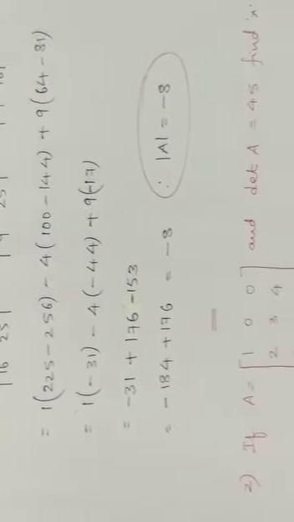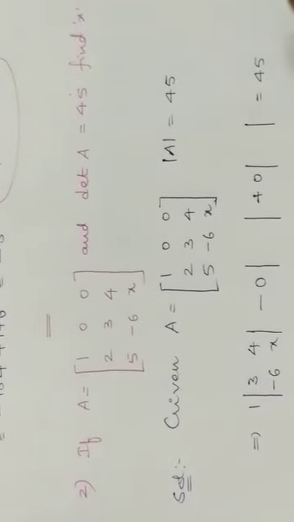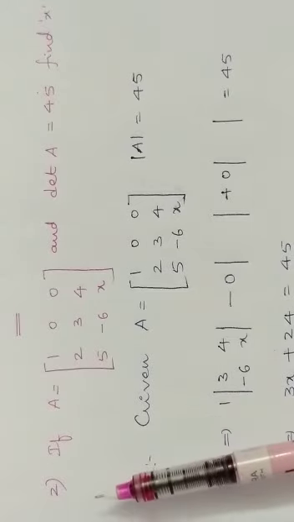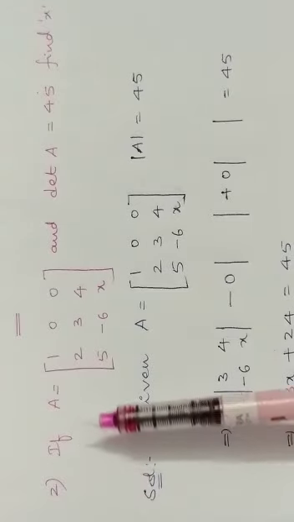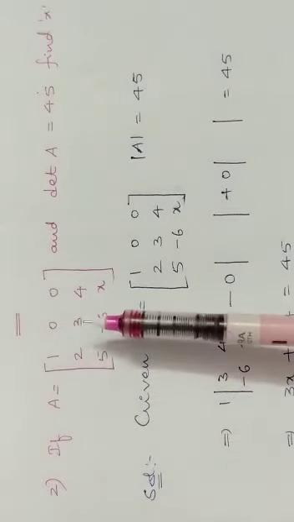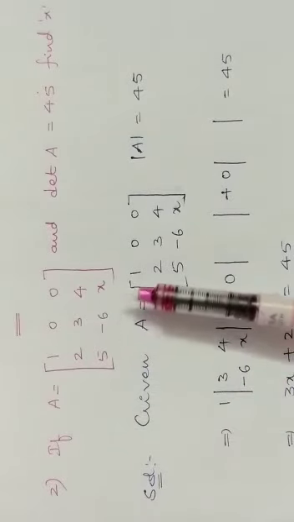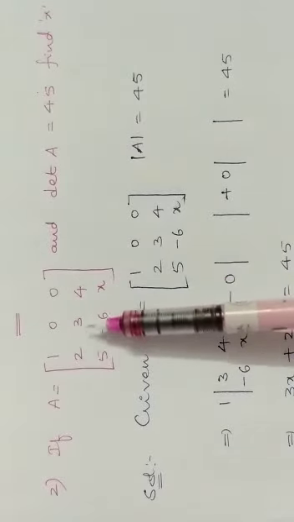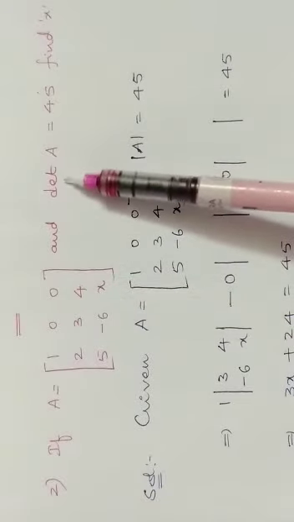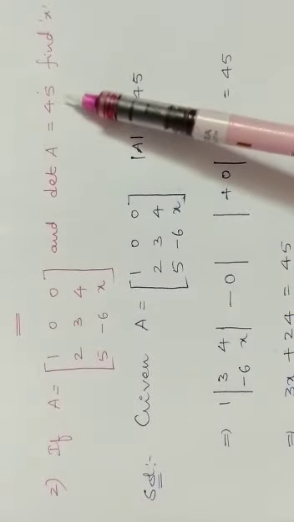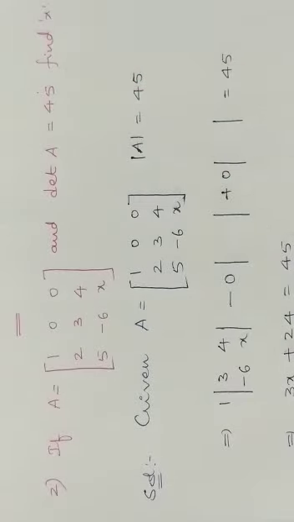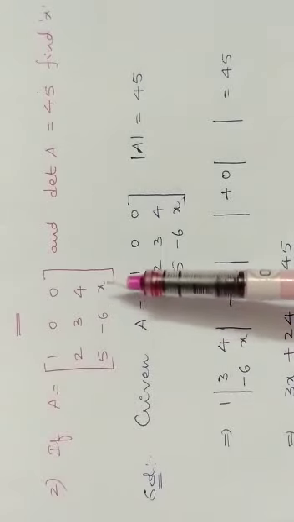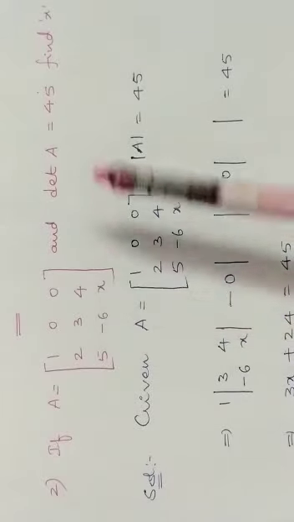One more problem on this det. Second problem. If a matrix A is given, a 3 by 3 matrix, already they found its det. How much is the det given? Det A is 45. Find x. Means, for what value of x you get det value 45.